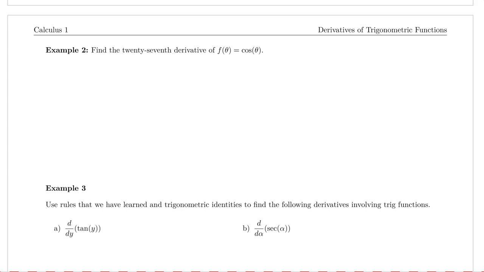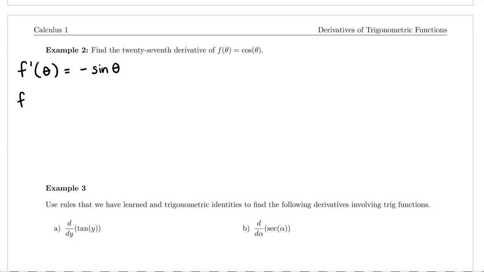Example 2 says find the 27th derivative of f of theta equals cosine of theta. So let's go through some steps here. Hopefully we don't have to do this 27 times, but let's see what happens. I know from that purple box just a moment ago that the first derivative of cosine of theta is equal to negative sine of theta.